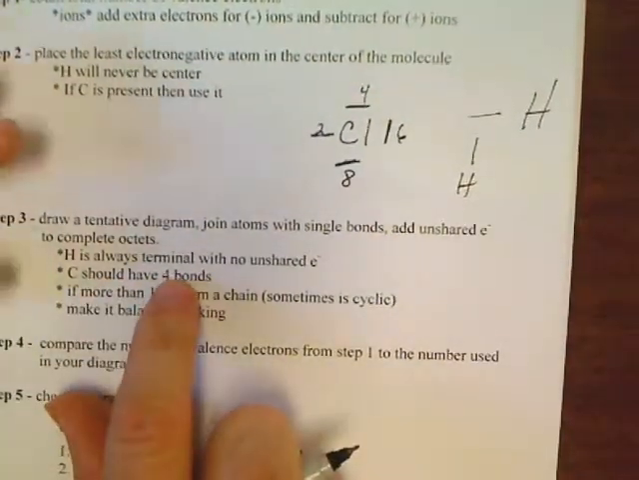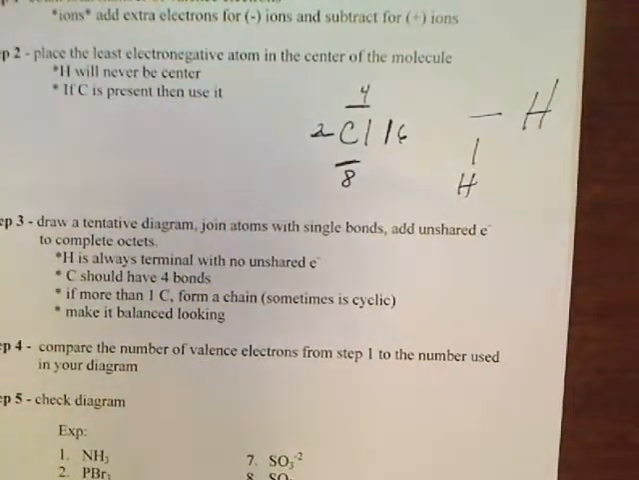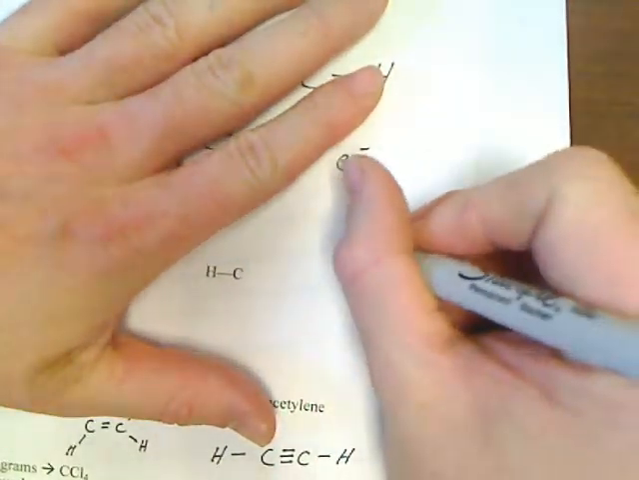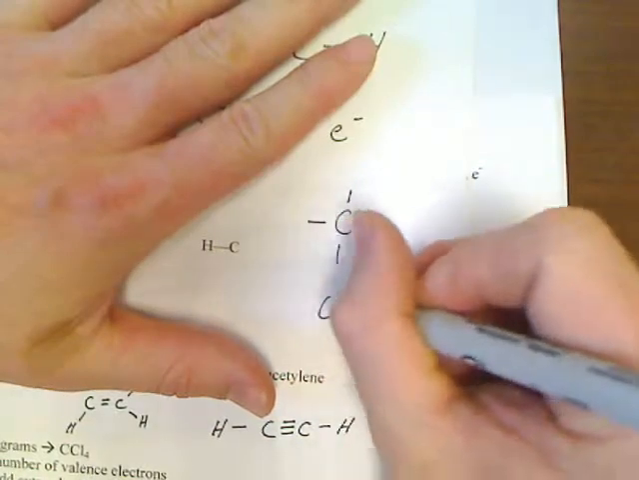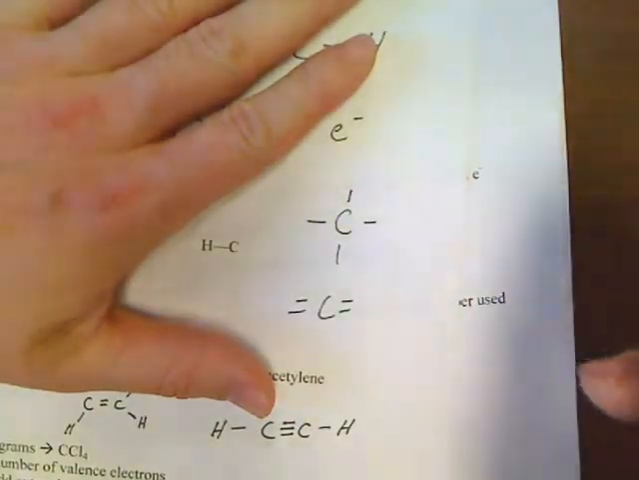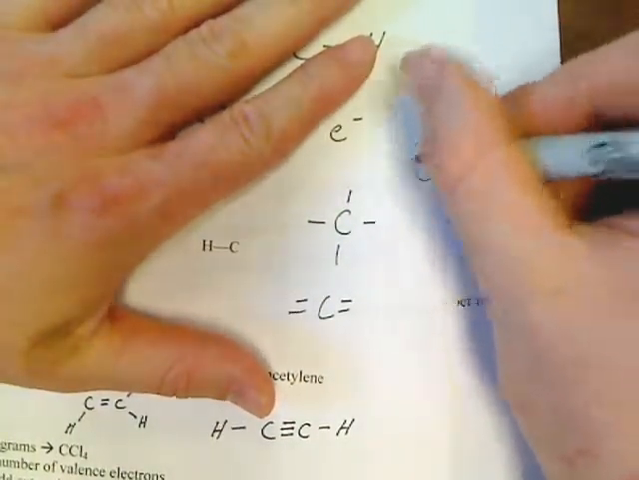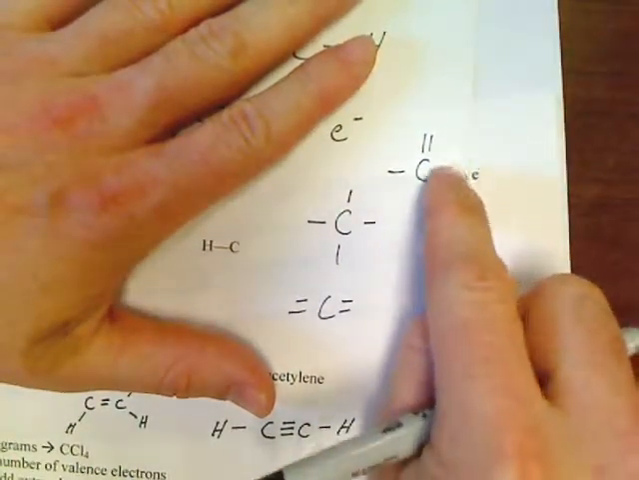Carbon should always have 4 bonds. What do I mean by that? Carbon should always have 4 bonds. I mean that carbon should always end up looking like carbon, and it might have 4 bonds like this. It might have a double this way, a double that way. Carbon might have a double and then a single. Carbon's always going to have 4 bonds.